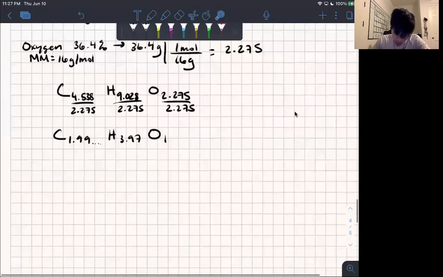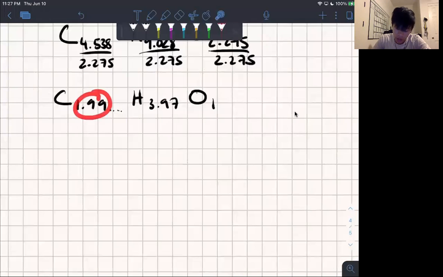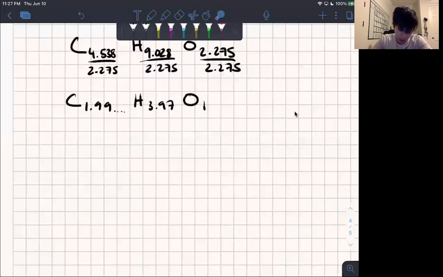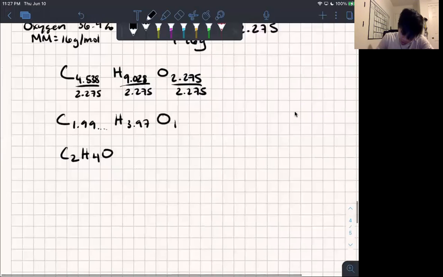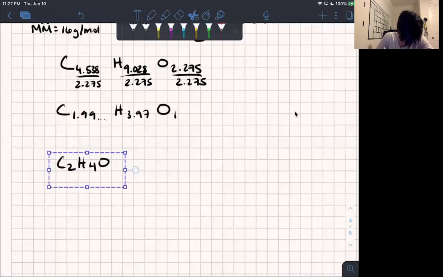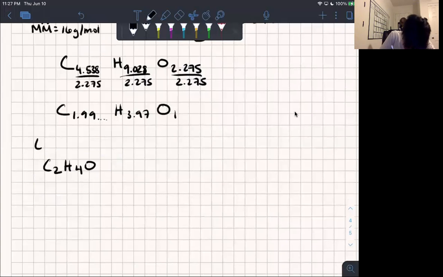So now we want to round these to the closest number, and it should be fairly obvious when you're doing these types of problems. So for this one, we'll round it up to C2H. This is 3.97, so we'll round it up to 4, and then O1. But because it's a 1, we don't write it there. So this is what's called the empirical formula. Let's write that down here.